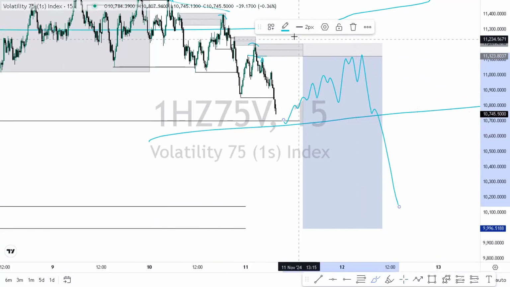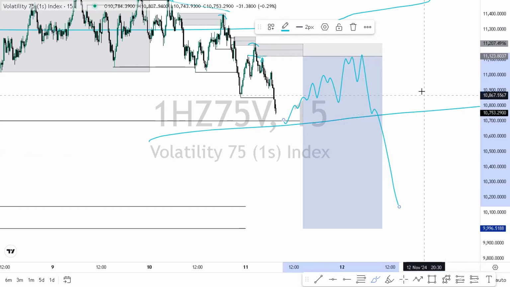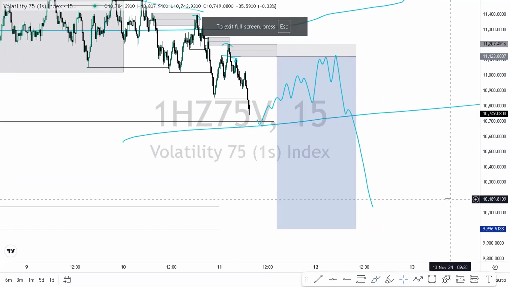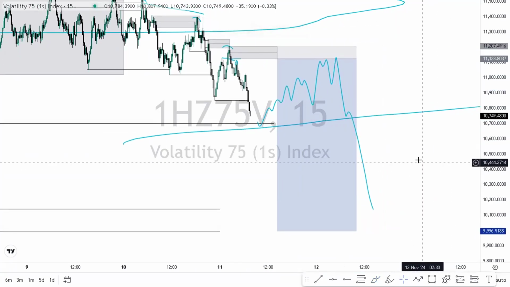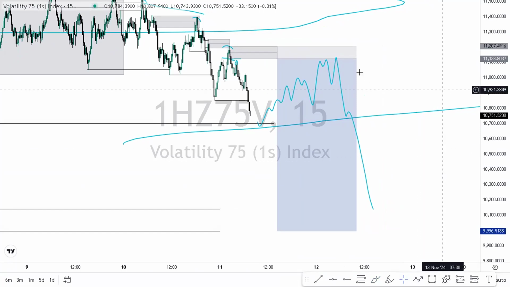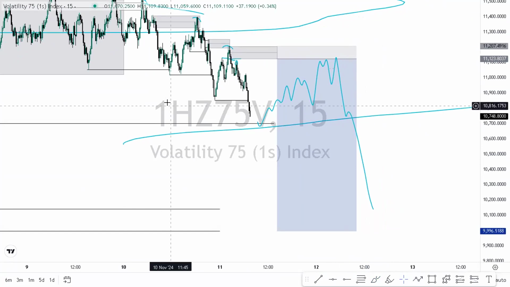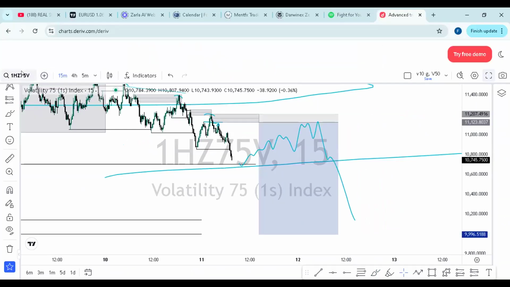Okay, so I think that is it for me on V75s. Are we good? Sure, we have. Yes. Okay, so what about that pair? Let's go to Volatility 250 1s. Okay, let's quickly go into 250 1s.